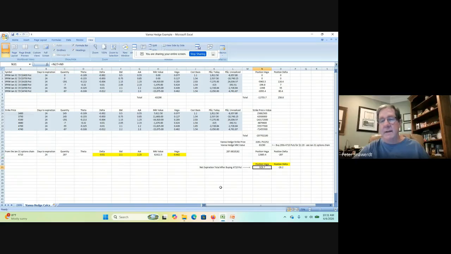And my position Vega is a little bit higher than it was. The delta is still pretty low. Okay. But it's still significantly better than what it was over here. I think what we may have wanted to do here was probably round this up a little bit, change it a little bit.